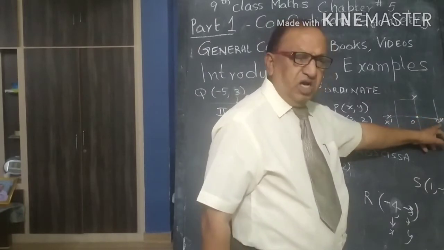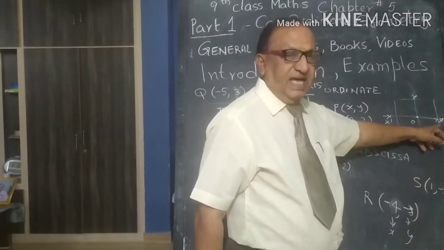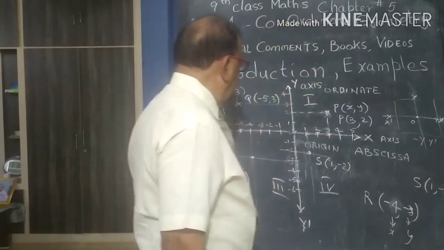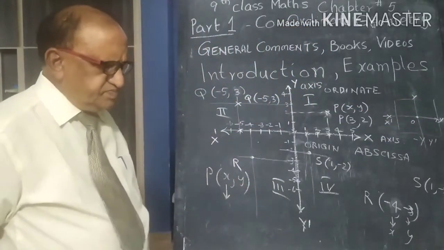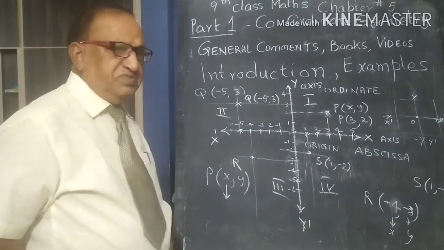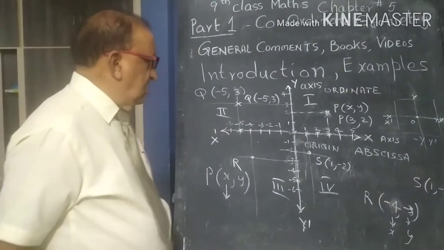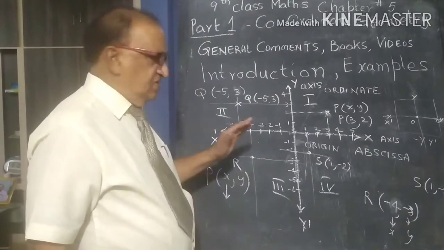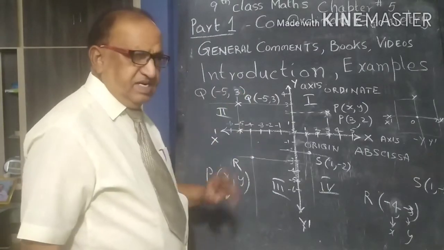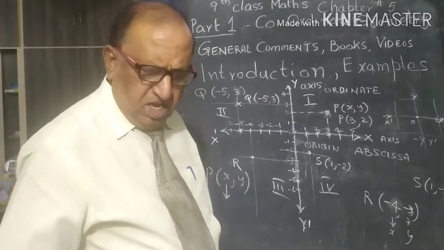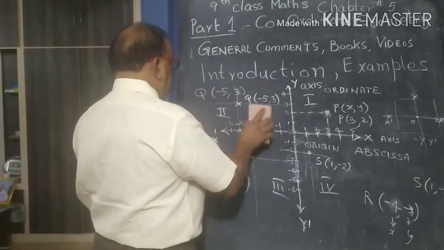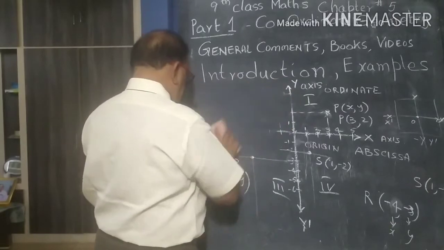The x-coordinate is also called the abscissa. The y-coordinate is called the ordinate. So by having the coordinates, we can easily locate a given point, whether it belongs to the first quadrant, second quadrant, third quadrant, or fourth quadrant. Now, here I gave you the general notation and all that.